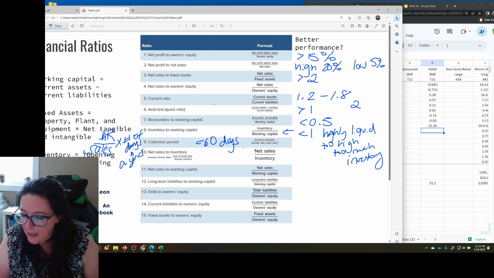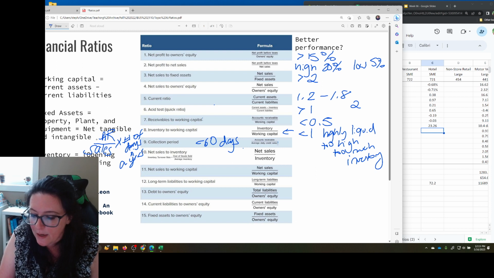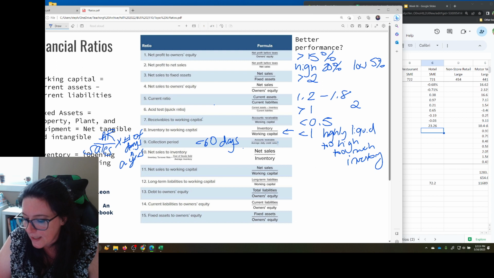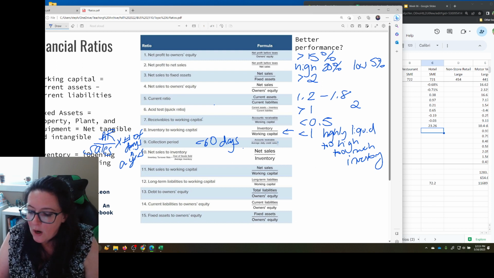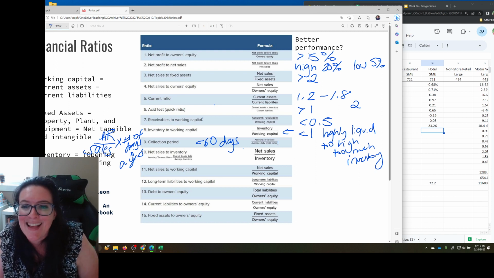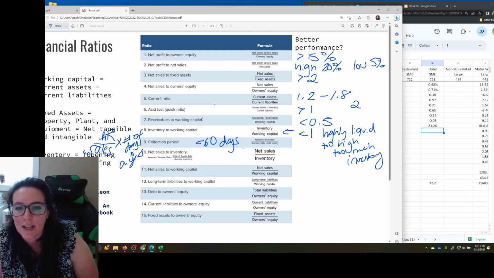So we can calculate collection period again, just because that's a little blurry here. Accounts receivable divided by sales times number of days in a year. All right. So the next one we want to look at is net sales to inventory. So are we effectively utilizing our inventory to generate revenue?